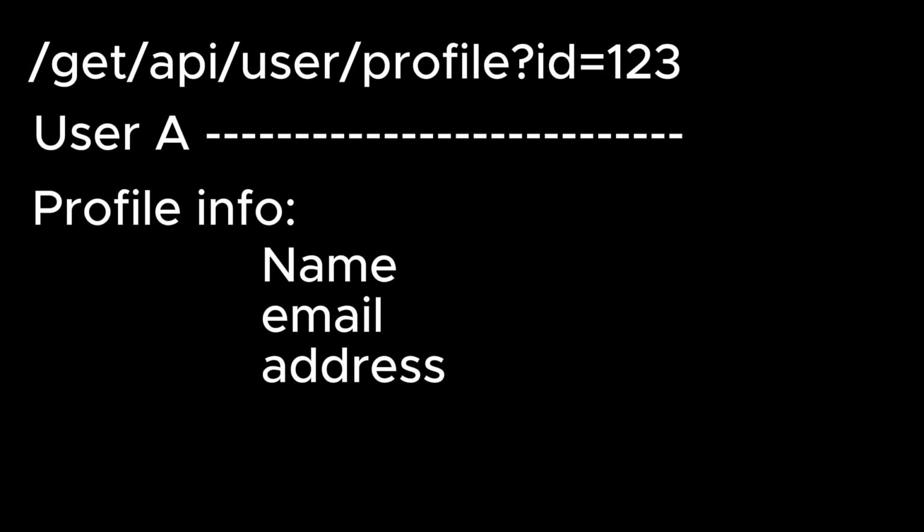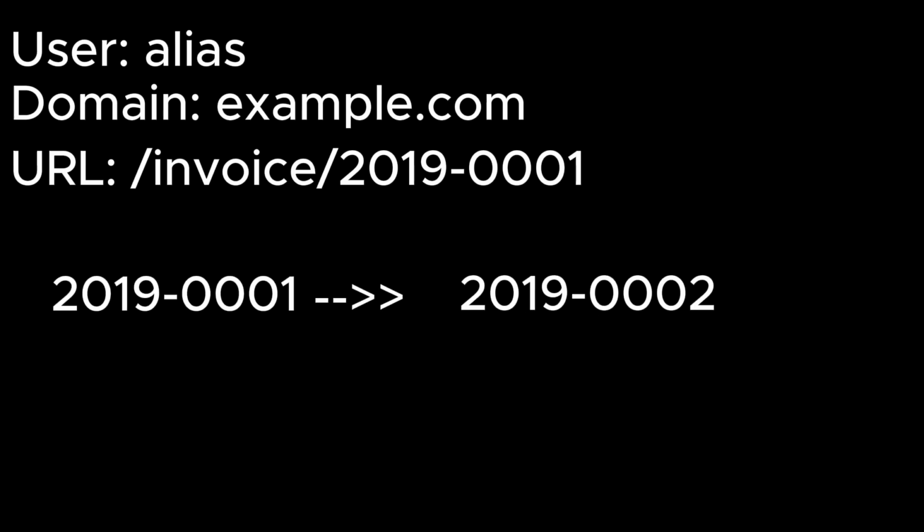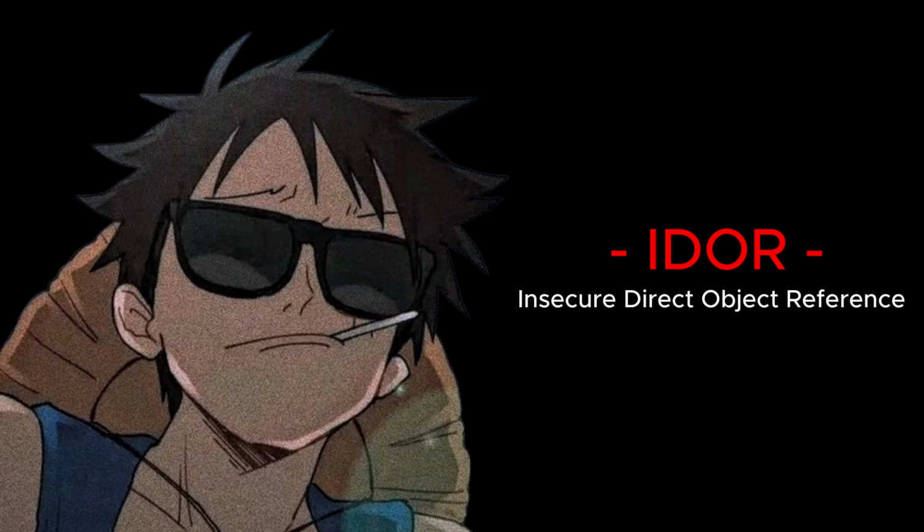As a speaker I might demonstrate it like this. I'm logged in as Alice at example.com. I inspect a URL that returns my invoice, invoice/2019-0001. I change 2019-0001 to 2019-0002 in the URL. If I now see someone else's invoice, bam, IDOR. Simple mitigation check: does the server confirm the session belongs to the requested object's owner? If not, it's vulnerable.